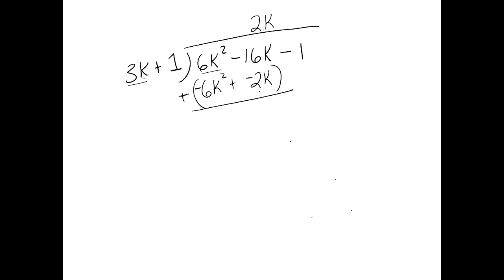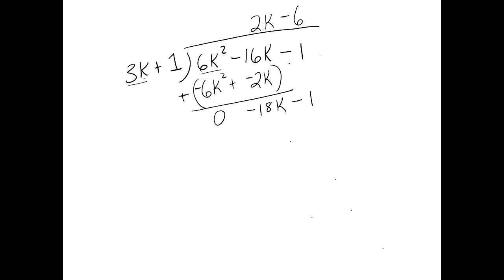Minus 16k plus a negative 2k is going to give me a negative 18k. 6k squared minus 6k squared is going to be 0. So at this point, I'm going to bring the next term down, and that's going to be my minus 1. I'm going to do that exact same step again. I'm going to look at my 3k, and I'm going to say, what would I need to multiply 3k by to get negative 18k? If I multiply that 3k by a negative 6, then that would give me negative 18k.